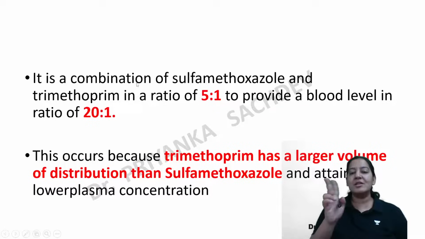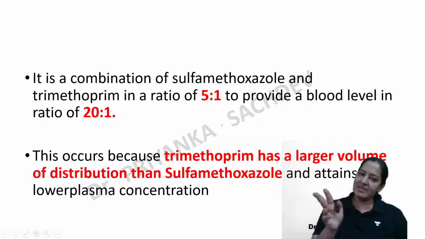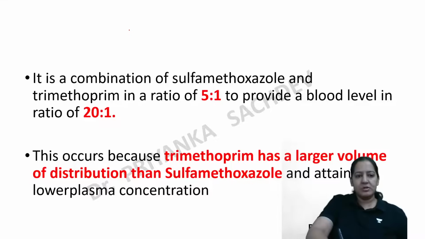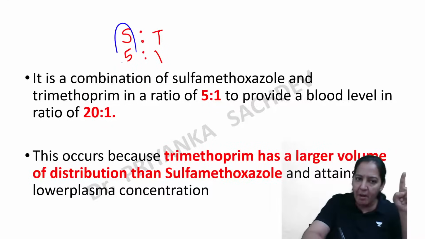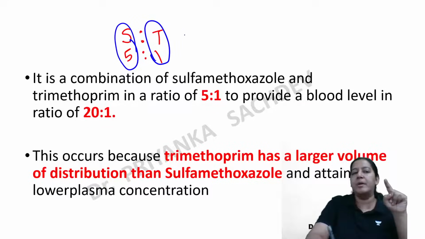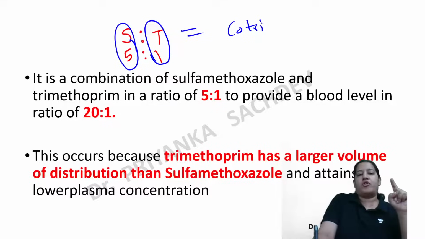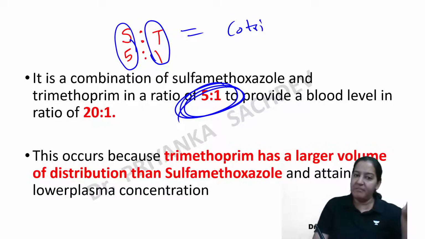You got my point? What is the combination ratio? How much will you mix them? We take 5 is to 1, so 5 times we will take sulfonamide. Always, it is a rule. So take 5 milligram of sulfonamide and 1 milligram of trimethoprim. This combination is known as cotrimoxazole. Everyone give me a thumbs up. So 5 is to 1 is the answer. We mix them 5 is to 1.